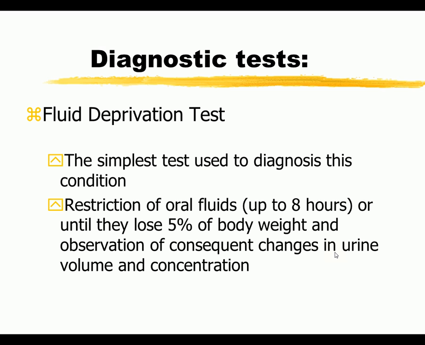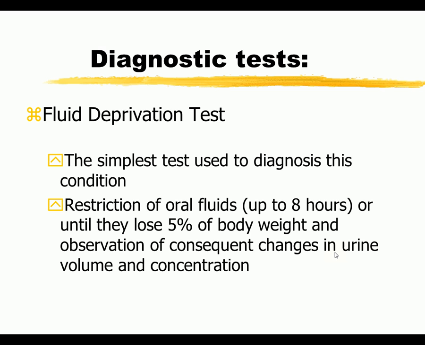If it does not, then remember the 3 types I told you about earlier: the psychogenic, the nephrogenic, and the neurogenic. Then I probably have the nephrogenic type, because even though I'm giving ADH, it's not doing any good. So something's wrong with the renal tubules themselves. That would be a hereditary thing, and that would be the nephrogenic type.